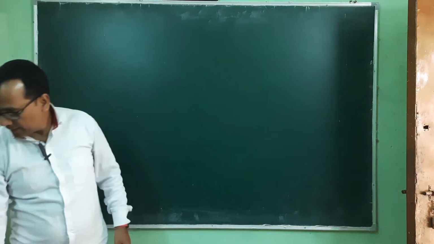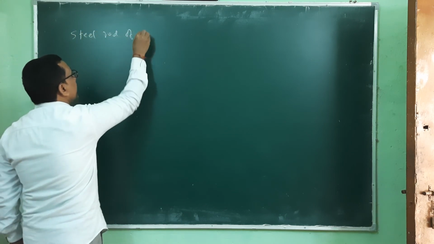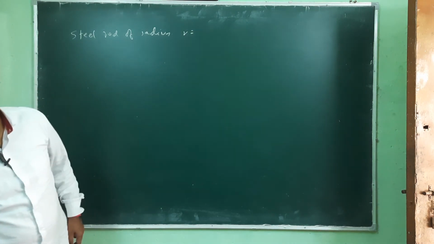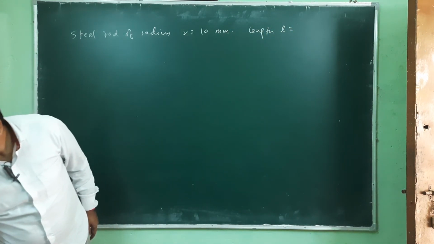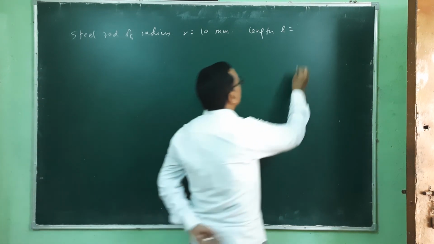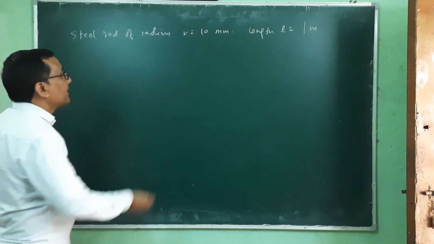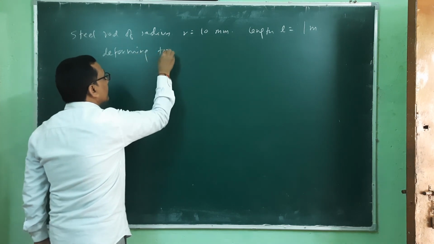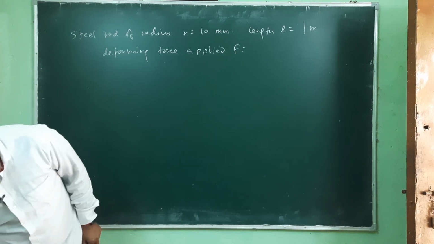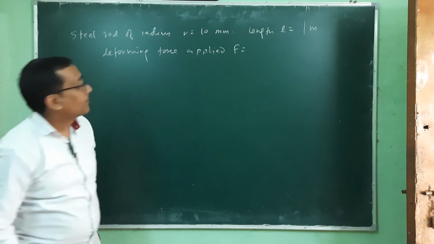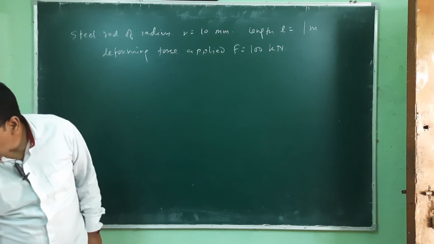So in your NCERT book, one steel rod is given, a steel rod of radius equal to 10 mm, length L, the original length, is equal to 1 meter, and the deforming force applied, F, is given as 100 kilonewton along its length.